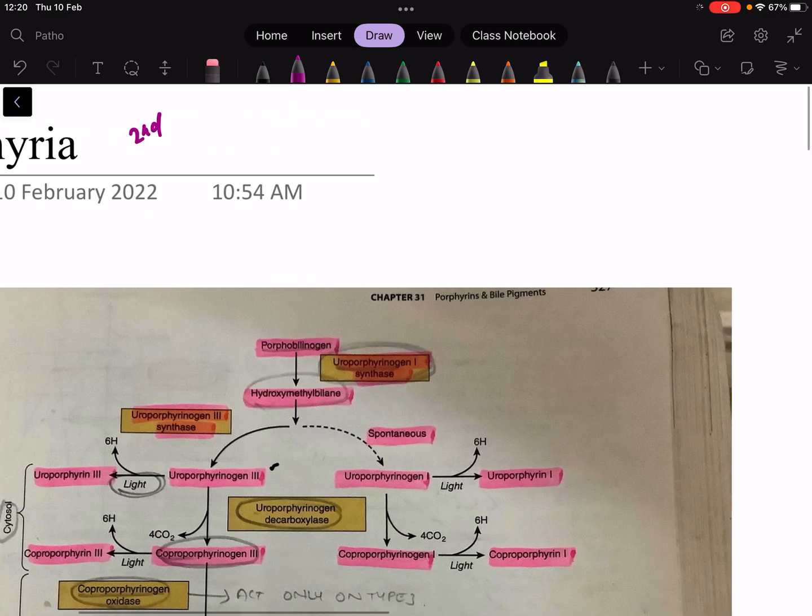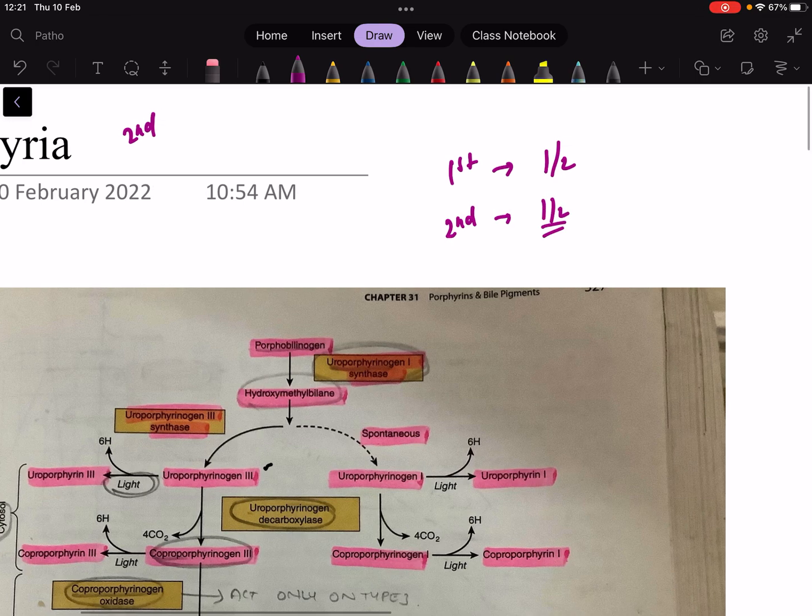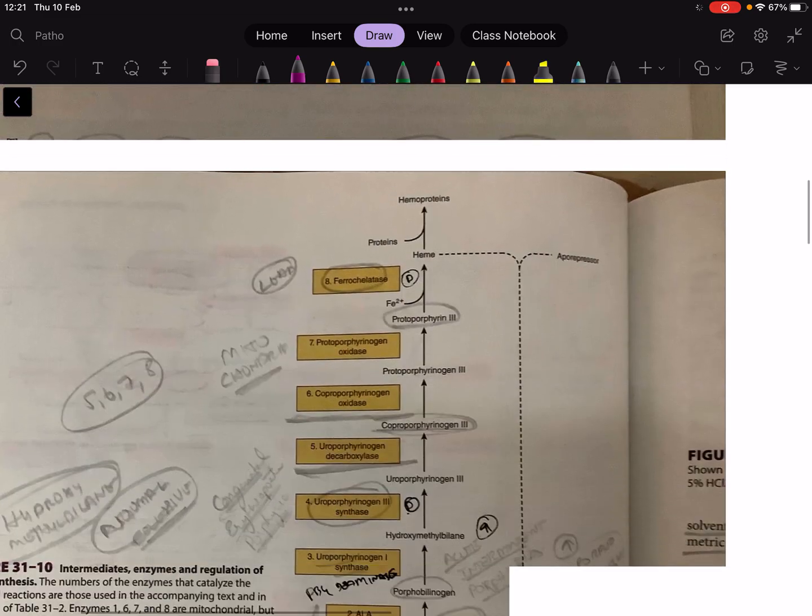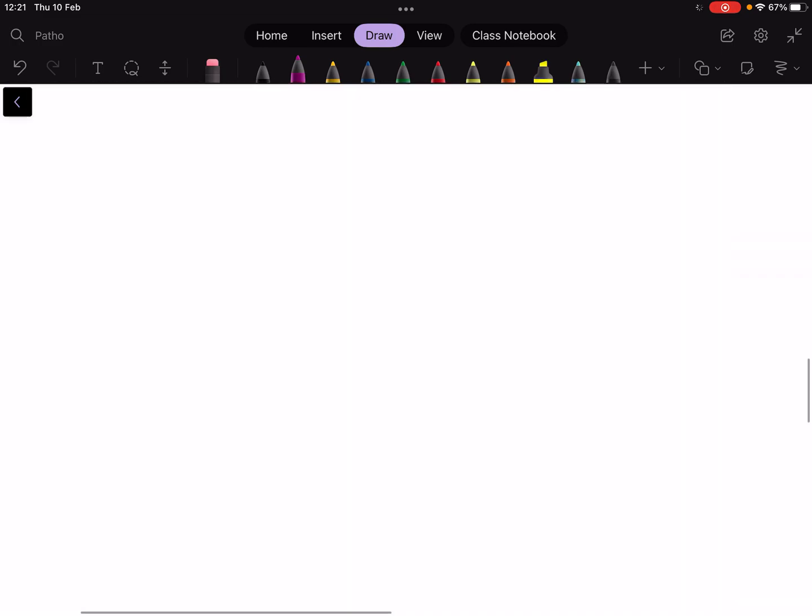In yesterday's topic, in my first part, I already talked about the first half of the cycle, and in this part I am going to talk about the second part of the cycle, which is your porphyrin ring synthesis. So first I will talk with the basics, then we will go with the images above.